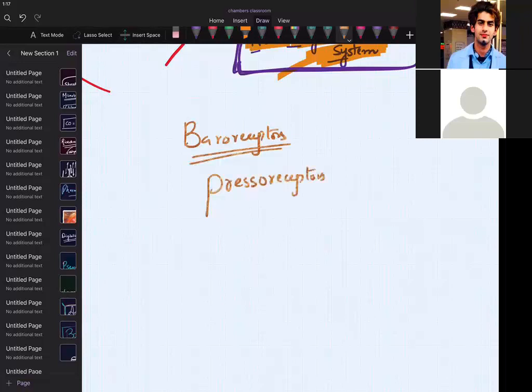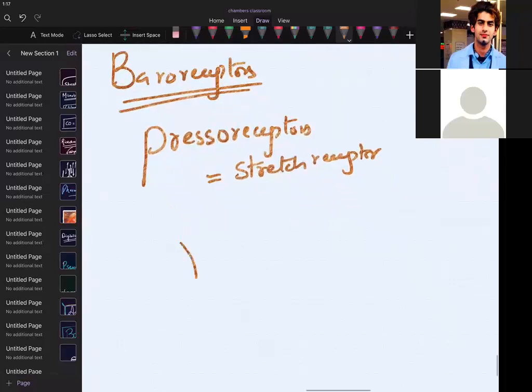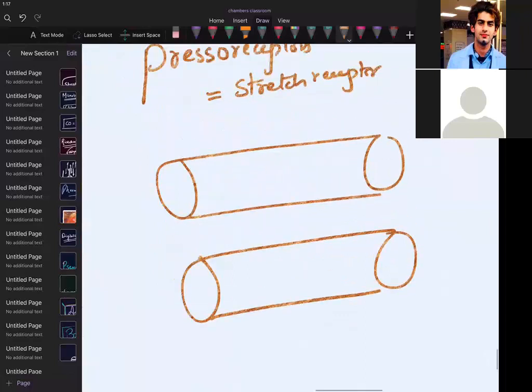They are pressoreceptors. The nature of these receptors is that it is a stretch receptor. Where is it present? Wherever you have a large systemic artery, they will be present there. So in their walls, you will have some stretch receptors.